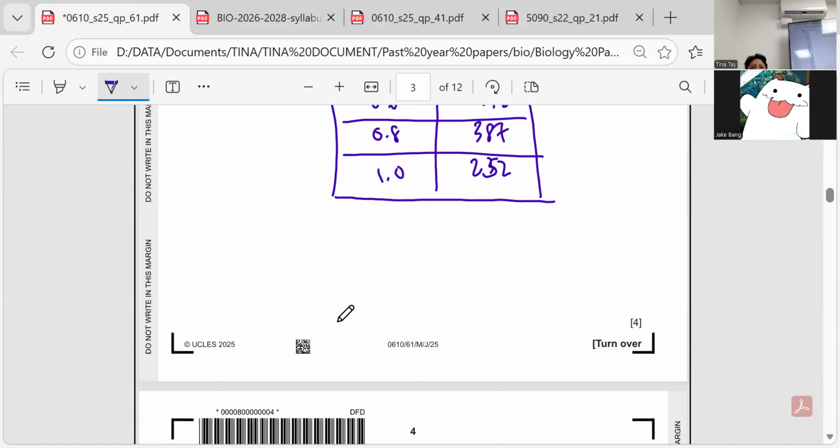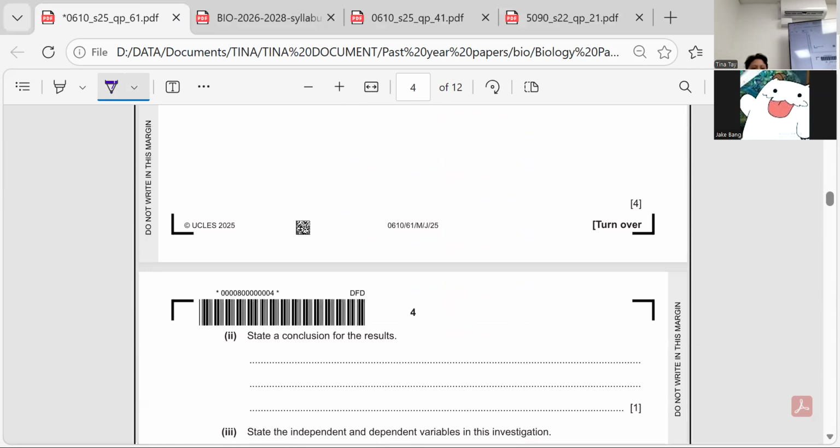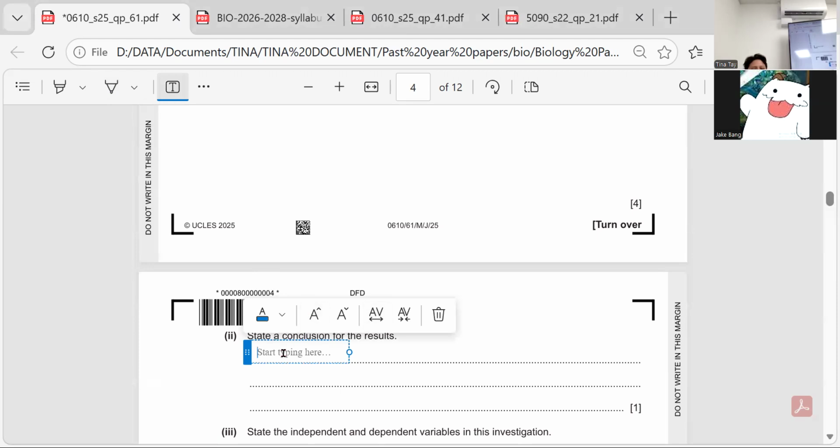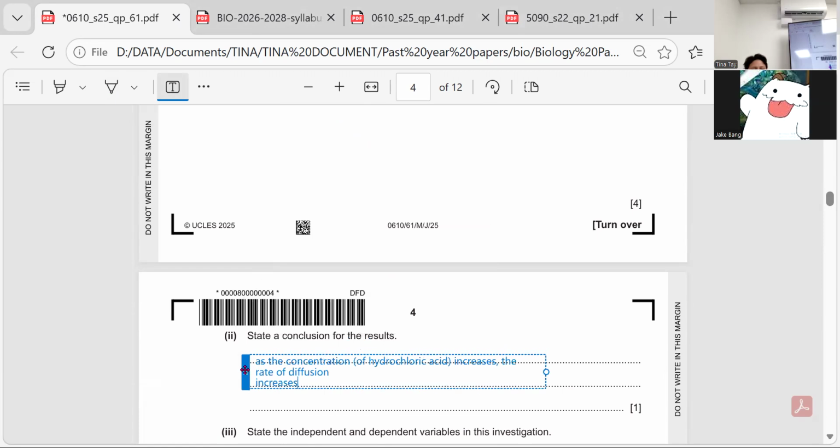All right. Okay. State the conclusion. As the concentration increases, the rate of diffusion increases. Okay, when your marking scheme has underlined words, that means that word must be present. Okay?